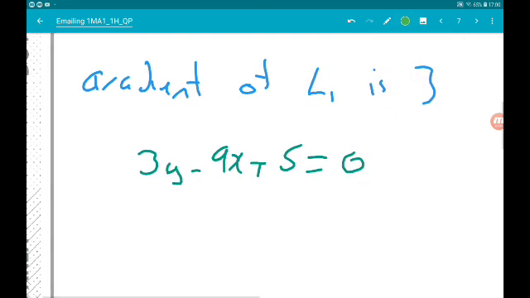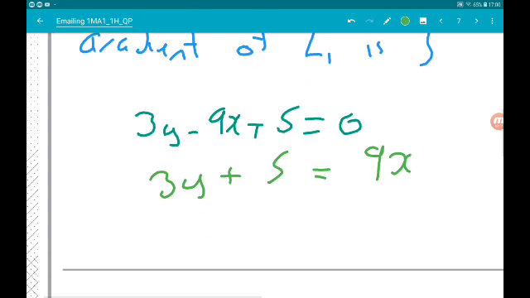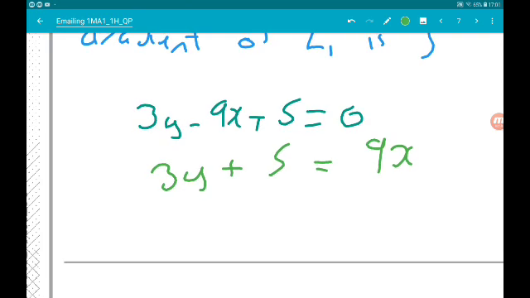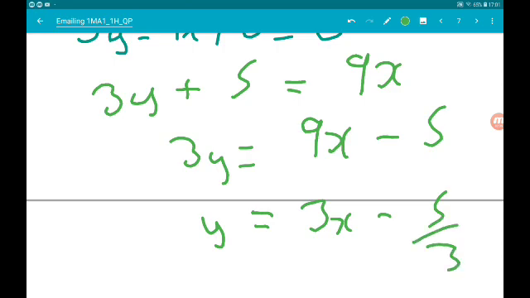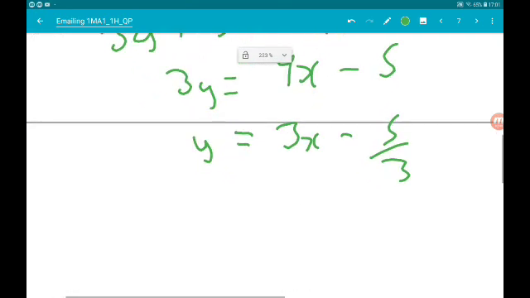Okay, so we need to make y the subject. So let's add 9x. So 3y add 5 is equal to 9x. Now we need to move the 5, so to subtract that, 3y is 9x minus 5. Now to get rid of the 3, divide both sides by 3. We get y is 3x minus 5 over 3. Now the gradient of L2 then is also 3.